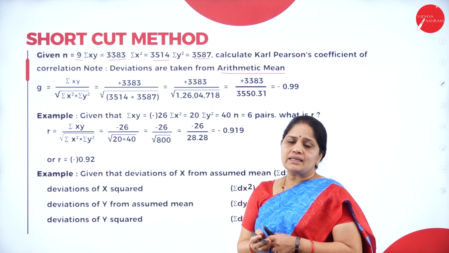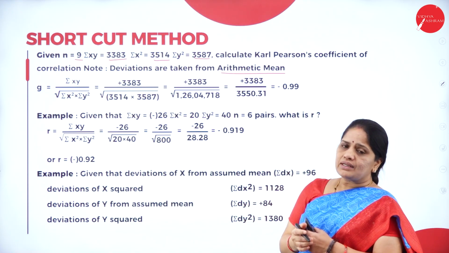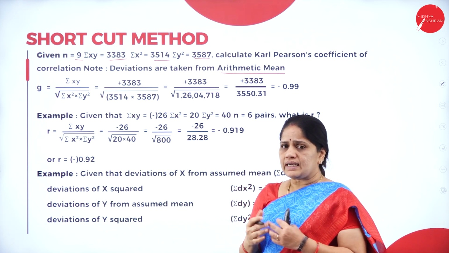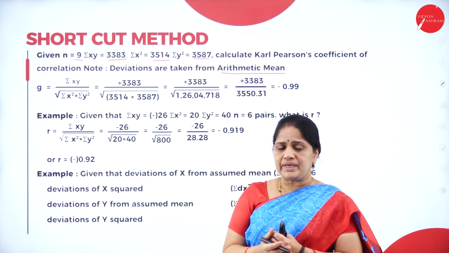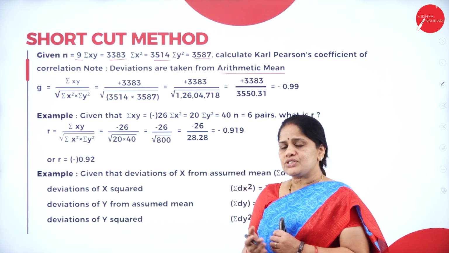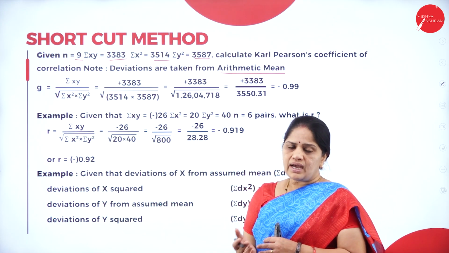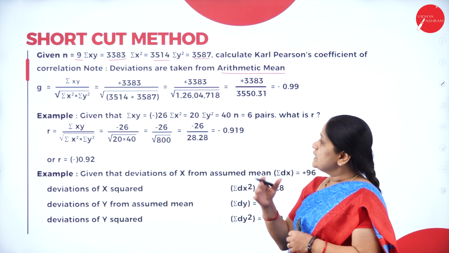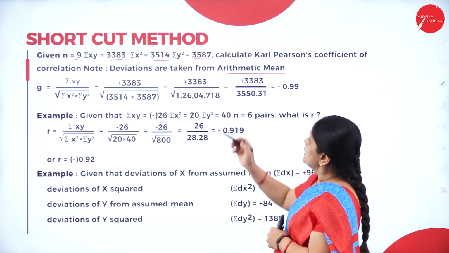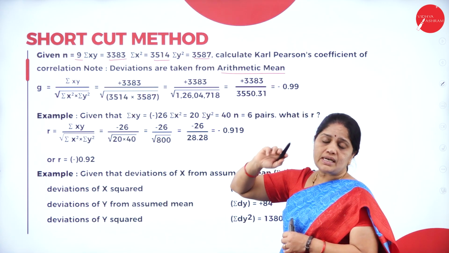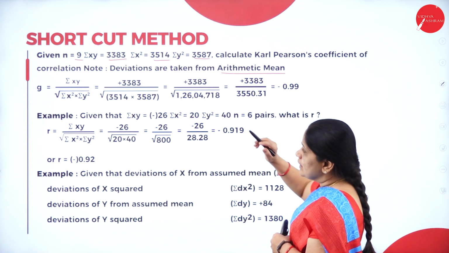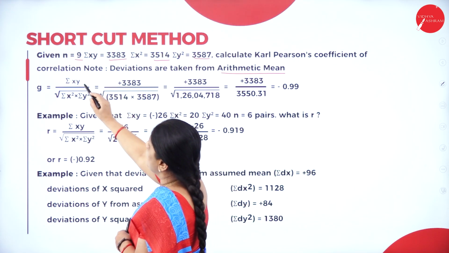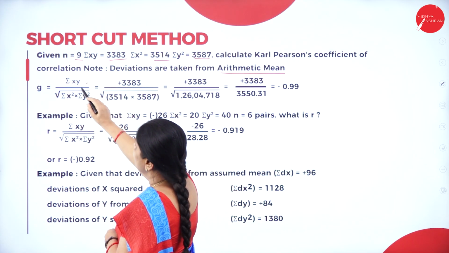So, we know that arithmetic mean can be calculated in many ways. You add all the values and divide it by the number of values, we get the mean. Then you also have the assumed mean method. You also have the deviations from the exact arithmetic mean. So, here the deviations are taken from the arithmetic mean. Now, when deviations are taken from the arithmetic mean, we will be having this formula here.